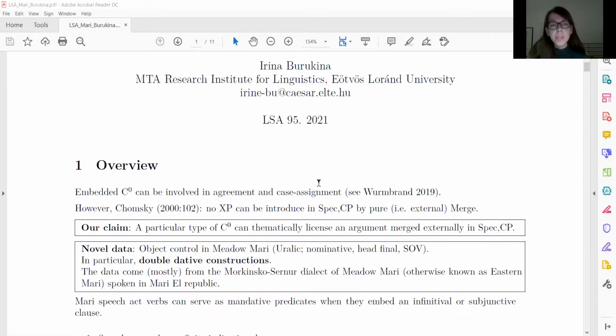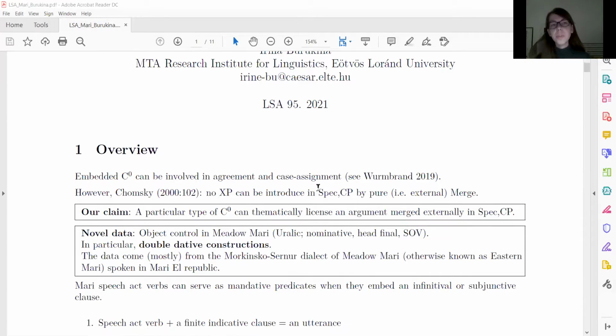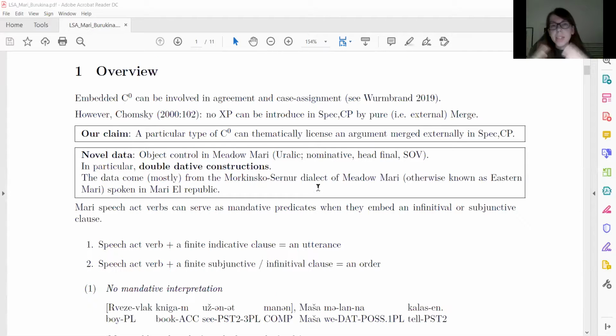Today I would like to talk about A properties of C heads. It is already quite well known linguistically that C heads can participate in agreement and case assignment. However, those two phenomena involve movement. Usually we talk about arguments generated lower in the embedded clause that then move to the spec CP. There is an assumption that spec CP is not actually suitable for external merge, and this is the assumption that I will try to challenge today.